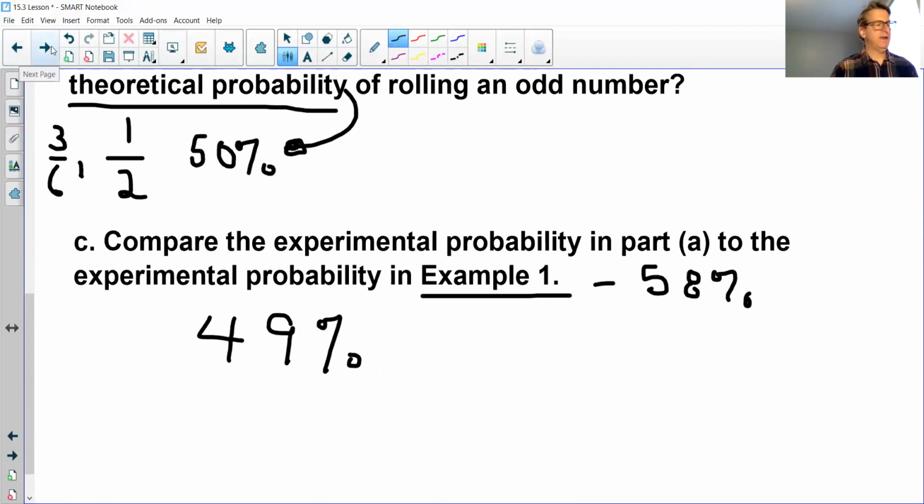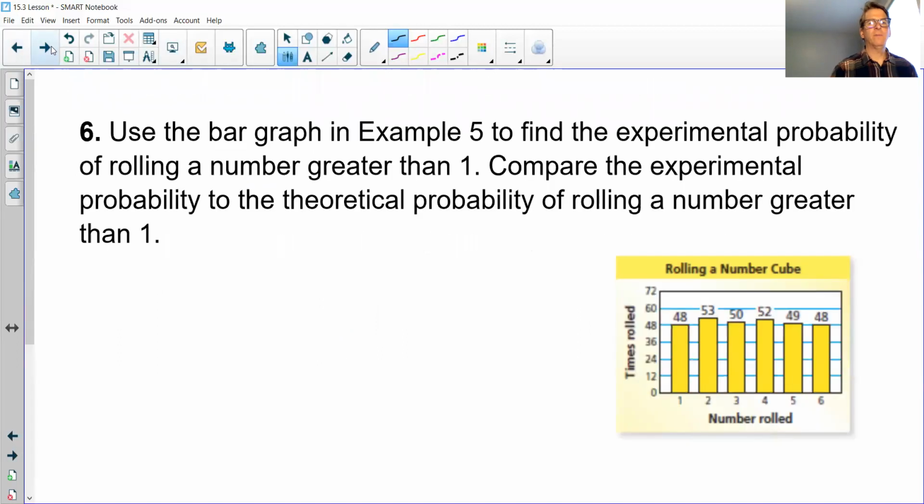Okay, lastly today is on your own. Use the bar graph in example 5 to find the experimental probability of rolling a number greater than 1. So I think there's 300 rolls here. So 300 rolls. So if we have 300 minus 48, that'd be 252 over 300 rolls.